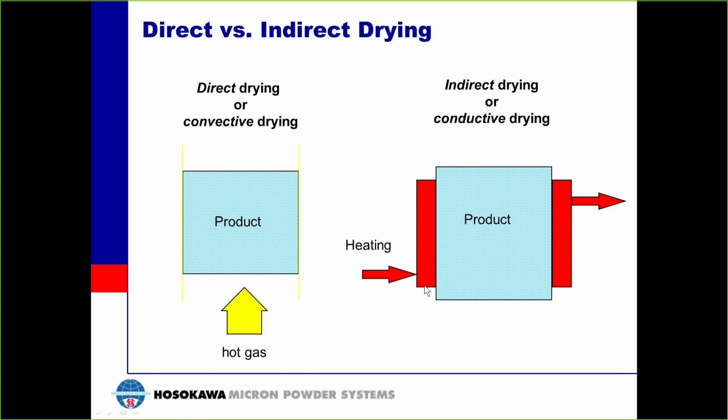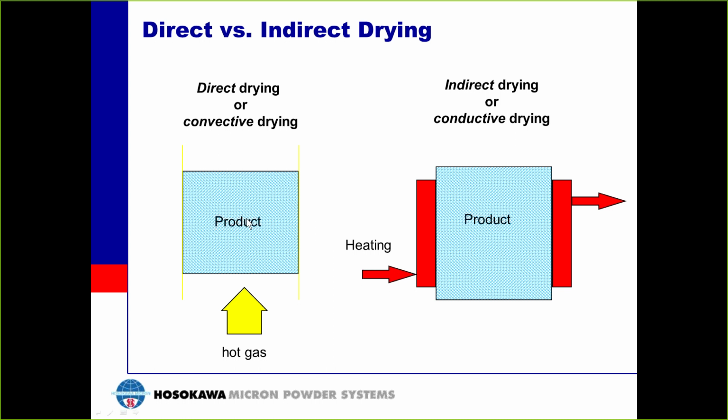So, how are we going to add that energy in? We've talked about the energy required, and we've talked about the phase change. So how do we add that energy in? You're going to add that energy in two ways. You're going to add it via either direct drying or indirect drying.